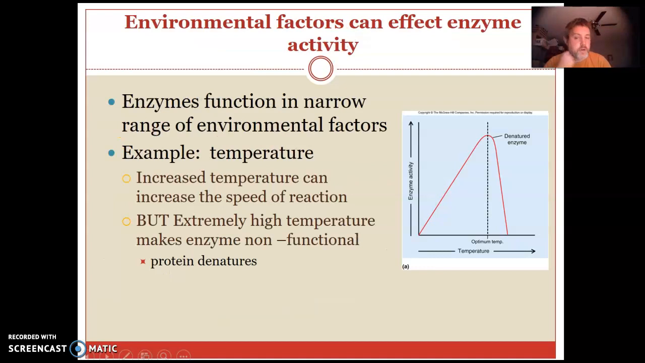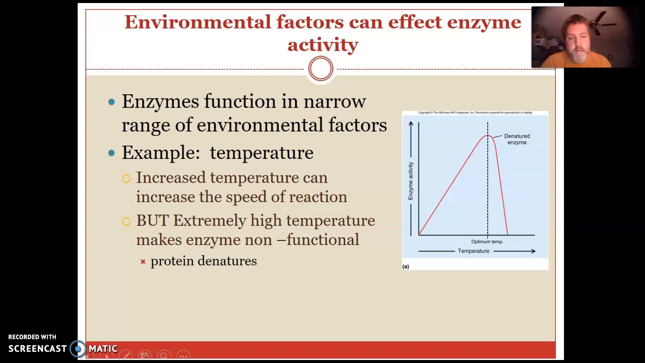So enzymes function in a narrow range of environmental factors. The big ones we're talking about are temperature, pH, and salinity. For example, with temperature, in most cases, and this is no exception, reactions will happen faster as more heat is added, and that will happen up to a point. You can see that this enzyme has an optimal temperature, where it will react the fastest.